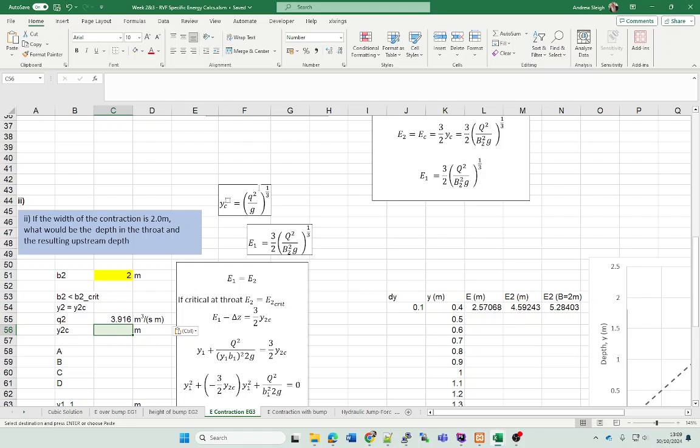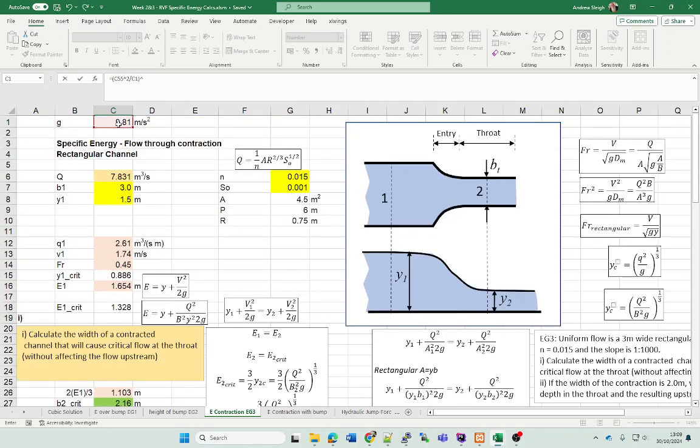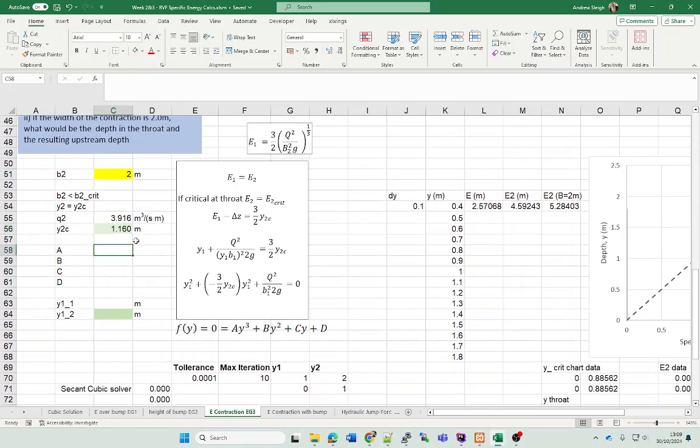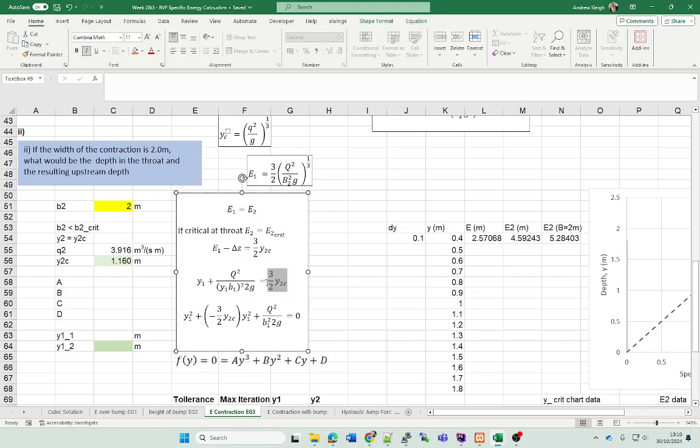Right, so now y2c is just this formula. It equals brackets q squared, lowercase q2 squared over g, all raised to the 1/3. Okay. Now, it says what will the y1 be with y2 when b2 changes or it's less than the critical. Well, we have this formula, the basic formula, that energy approaching is equal to the energy in the throat. Energy at the throat is E2 crit, so it's equal to y2c. So we can write this formula here.